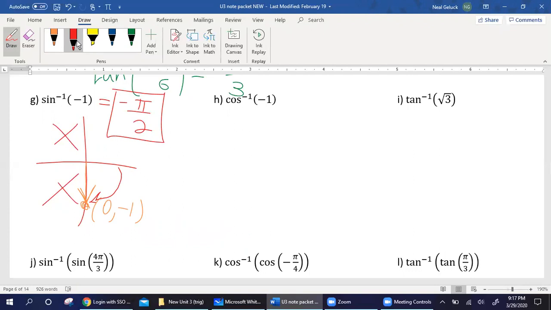And again, think of it as regular trig. If I asked for the sine of -pi/2 radians, that would spit out an answer of -1. This is just reversing the process. That's what inverse does.